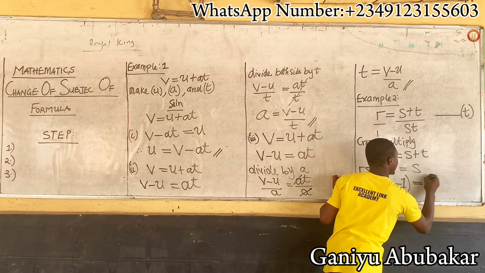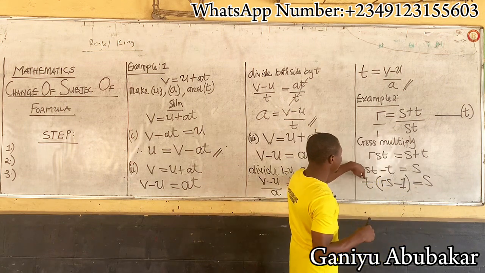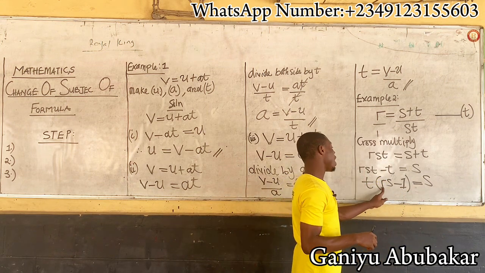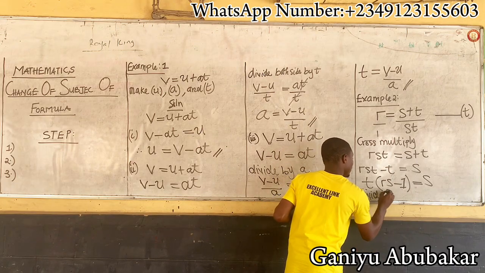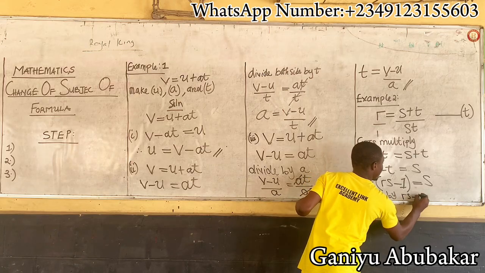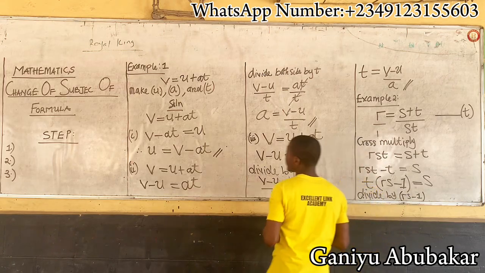That is now equal to s. I want to make t stand alone, so I'll have to divide by what? rs minus 1. So the task is to divide by rs minus 1. So what do I get here?